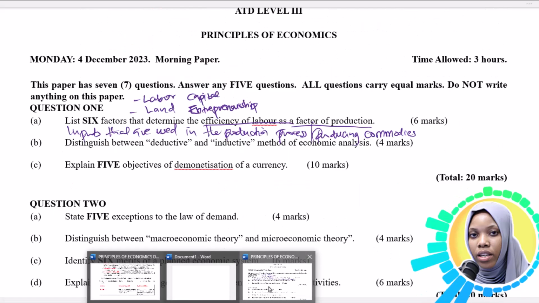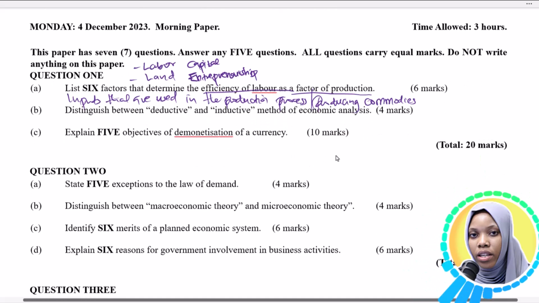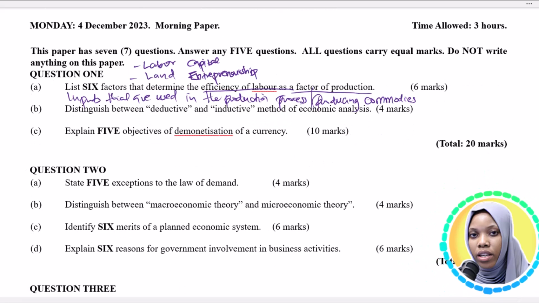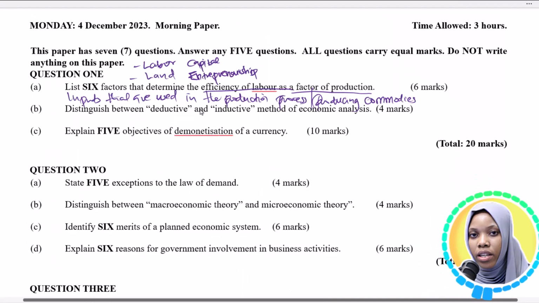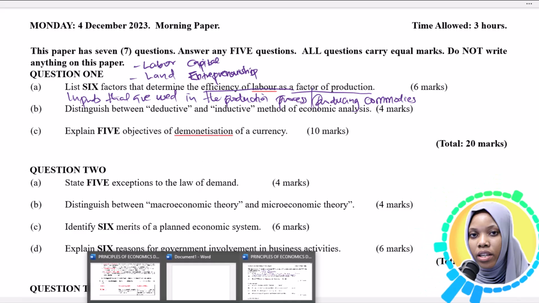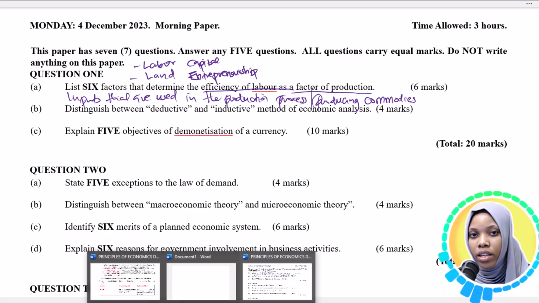That is part A. Part B, we are required to distinguish between deductive and inductive methods of economic analysis. So we can get everything about this in our answers. You can learn more about the deductive and inductive methods of economic analysis.